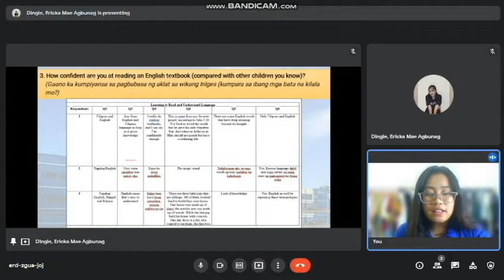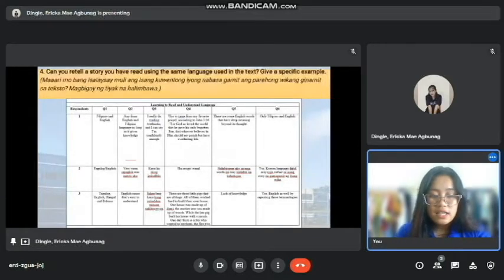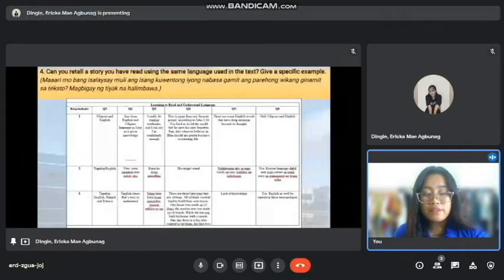Overall, the final findings show that the majority of the respondents have the confidence to read an English textbook, and only a small percentage of respondents are shy when it comes to reading English materials. So for the next question, we have question number 4. It asks, can you retell a story you have read using the same language used in the text? The respondents are also asked to give specific examples.